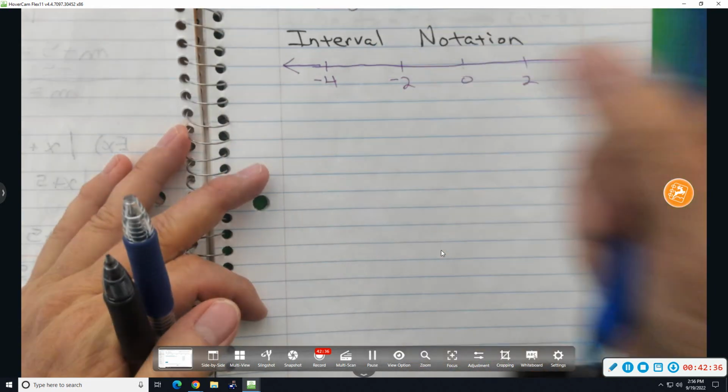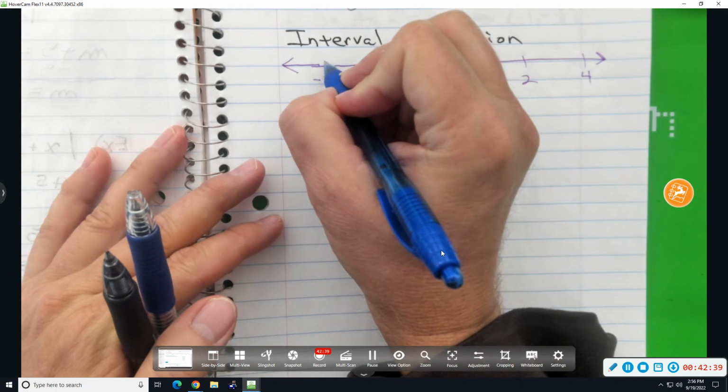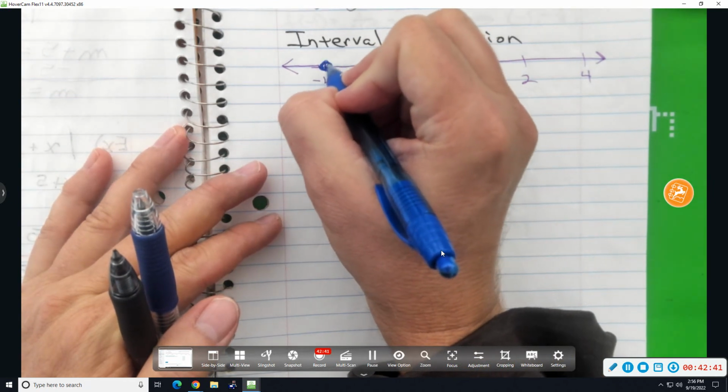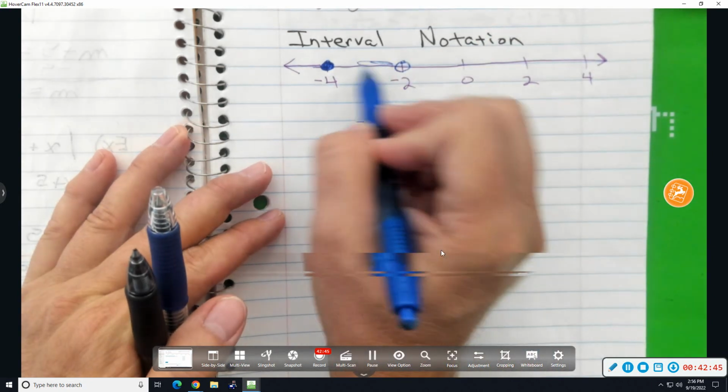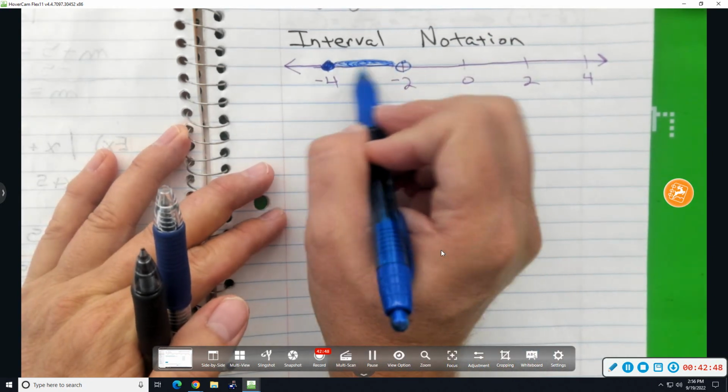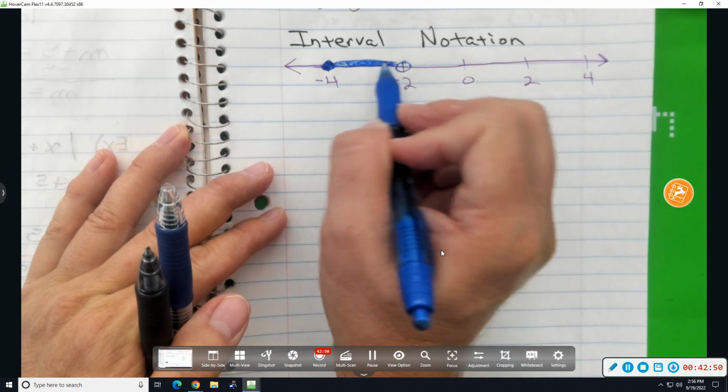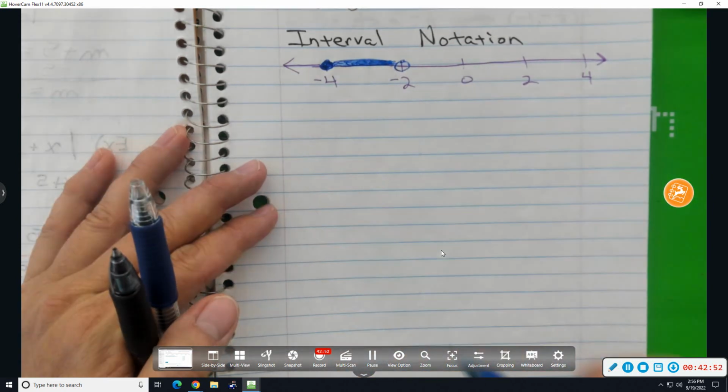Okay, I'm going to start. I'm going to have a closed circle at negative 4. I'll have an open circle at negative 2, and I'm shading between negative 4 and negative 2. We'll discuss what those open and closed circles mean in a moment.